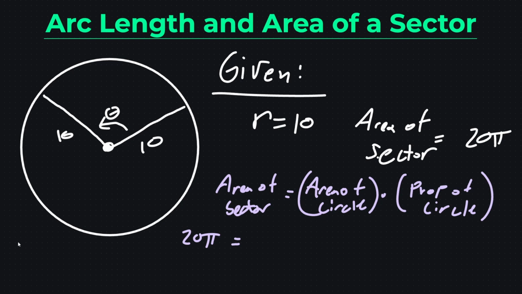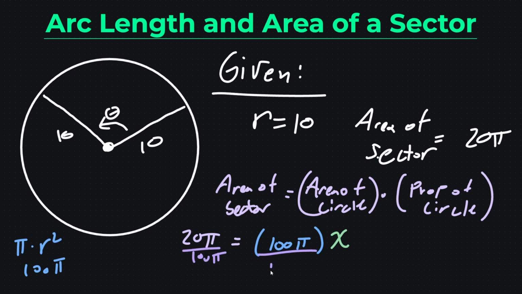The area of this full circle is pi times r squared. In this case, 100 pi. So I'll put 100 pi right here. And then over here, this proportion of the circle is unknown. So I'll just give it an x. Now I'm going to solve for my x variable by dividing by 100 pi on both sides, over 100 pi, over 100 pi. And this leads me to say x is equal to 1 over 5.